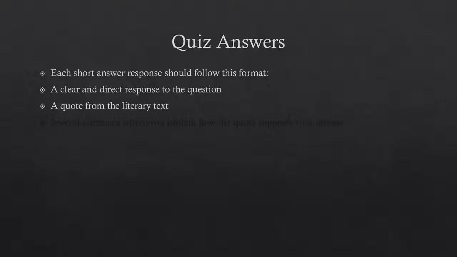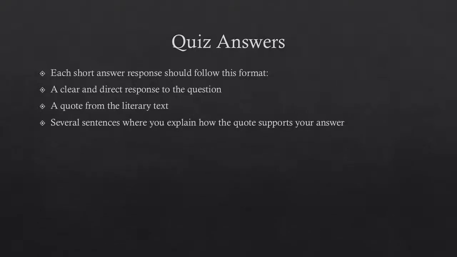So a quote, explaining how that quote proves your answer, is the best way to support a thesis when writing about literature. We'll talk about why that's the case more later on. So a clear and direct response to the question, a quote from the literary text, and finally several sentences where you explain how the quote supports your answer. So not just answer and quote, but answer, quote, and then most importantly, a few sentences where you say how that quote proves your answer. And that's the crux, that's the crucial part.